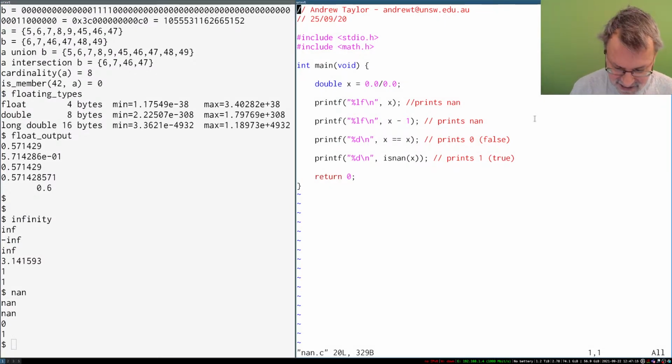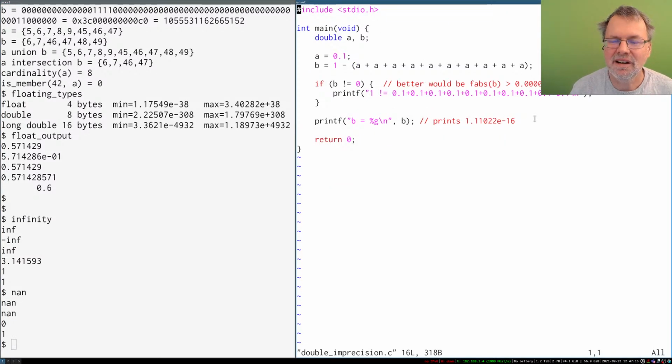What else have I got? Yeah, we're going to have to switch soon to looking at representations to understand this. Do we want to see that? Yeah, I'll run this program, and then we're going to have to go and look at how floating point numbers are represented and think about it.